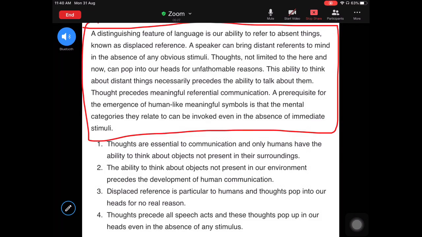Okay, I hope that you guys paused it and read it. Now let's understand what is happening here. A distinguishing feature of language is our ability to refer to absent things, known as displaced reference. A speaker can bring distant reference to mind in the absence of any obvious stimuli.